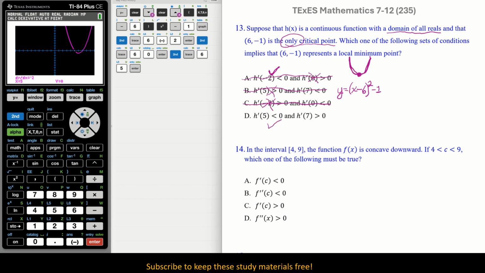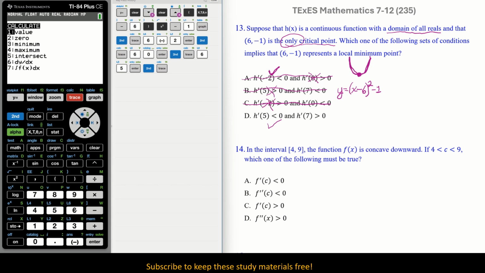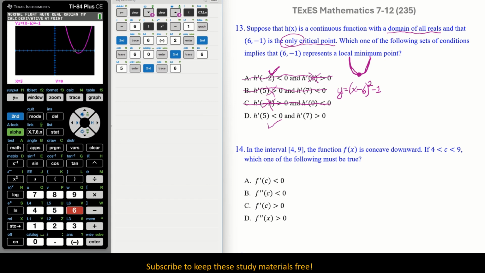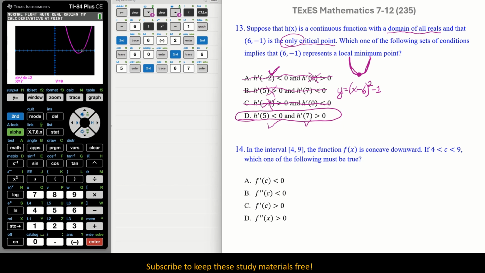So the first part checks. Well, let's try 7. Second trace number 6, type in 7, enter. And it is greater. So if X is 7 for h prime, the entire value is greater than 0, so that's a check mark. So the only option we can use is D.